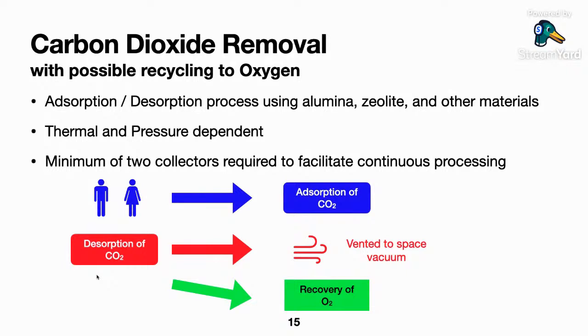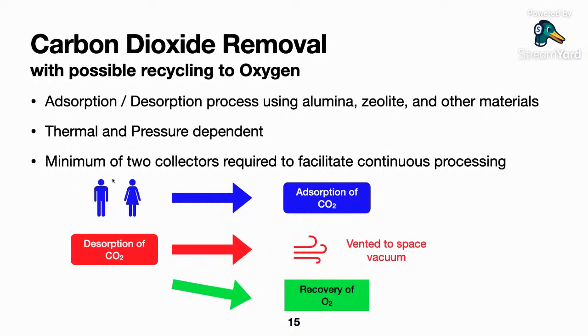So for carbon dioxide removal with possible recycling to oxygen, it involves an absorption-desorption process using alumina, zeolite, or some other absorbing material to collect the carbon dioxide. Now, this is all thermally and pressure dependent. What is happening, whether you're absorbing or desorbing, is going to depend on the temperature and the pressure. A minimum of 2 collectors is required to facilitate continuous processing. If you're absorbing, you cannot be simultaneously desorbing.